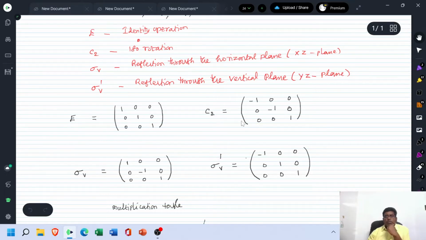Then C2 is replaced by this matrix. For that, just introduce a negative sign for the first element and the second element of the second row. This is the sigma v matrix. To construct the sigma v matrix, provide a negative sign for the second element of the second row. This is sigma v dash. For this, just provide a negative sign for the first element of this matrix.